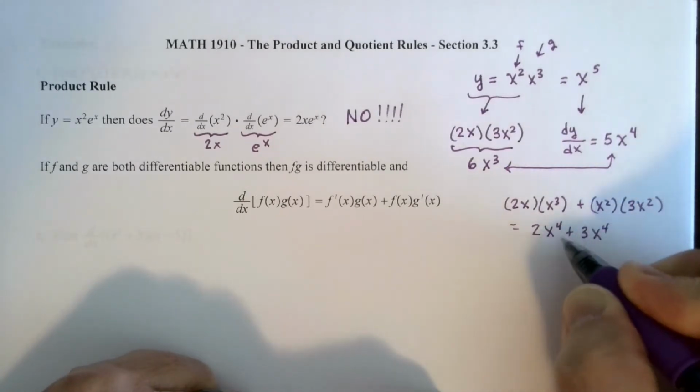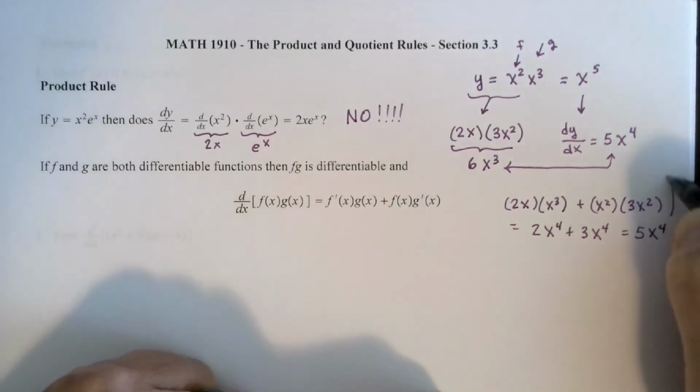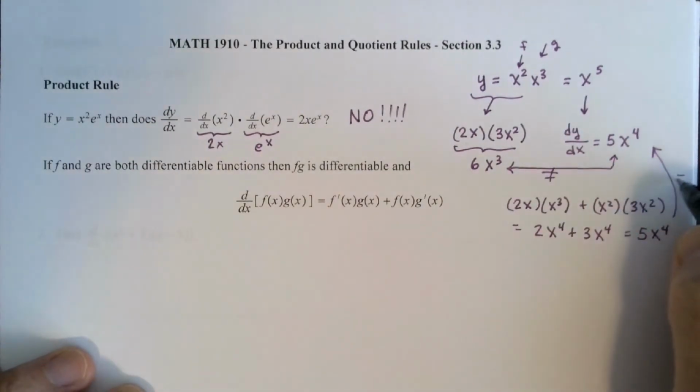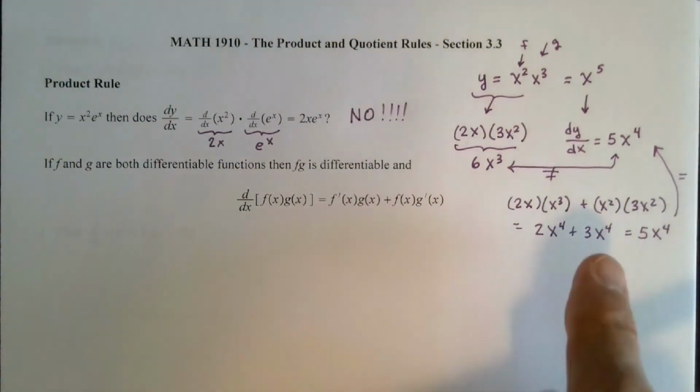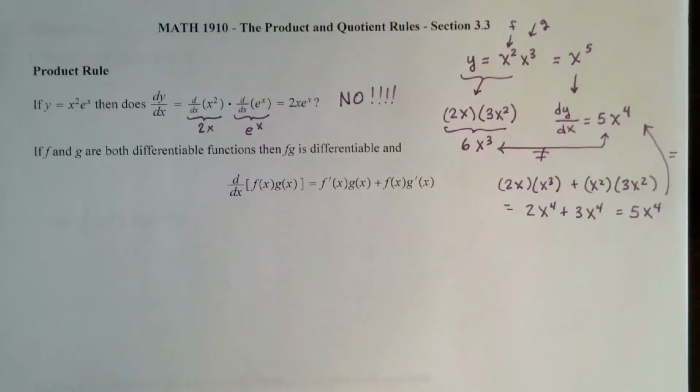What is 2x to the fourth plus 3x to the fourth? That is 5x to the fourth. That gives me the correct response, right? These ones are not equal, these are equal. And so that is correct now. So this works, okay? Question is, where does it come from?